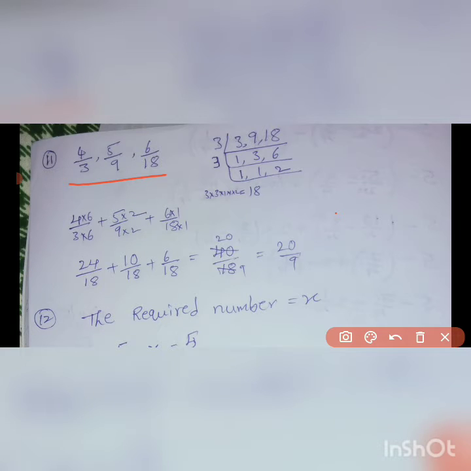Okay. For that we have to take the LCM of 3, 9, 18. So that LCM is 18 itself. So we have to make all the denominators equal to 18. For that I am multiplying the first fraction by 6 by 6, second fraction by 2 by 2. Okay. Now I am adding the fractions. See, 4 sixes are 24 by 18 plus 10 by 18 plus 6 by 18.